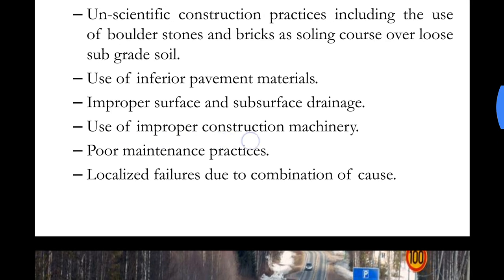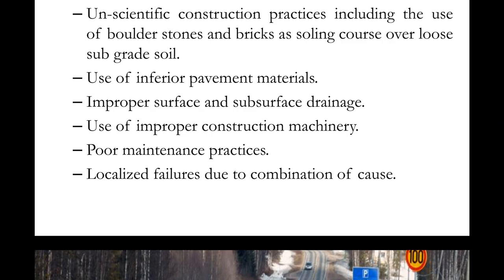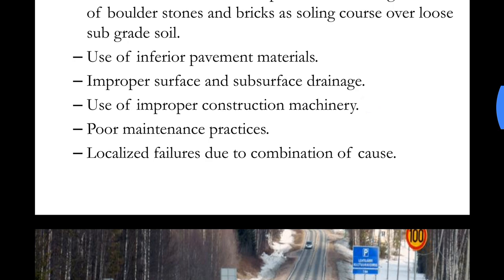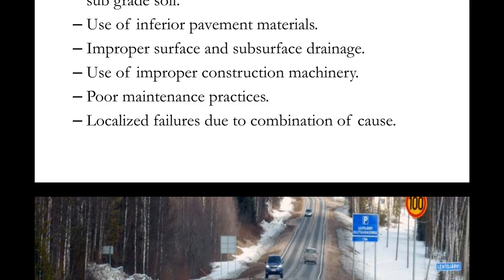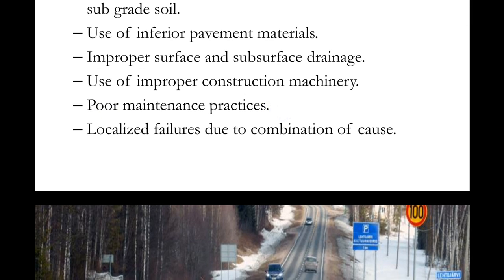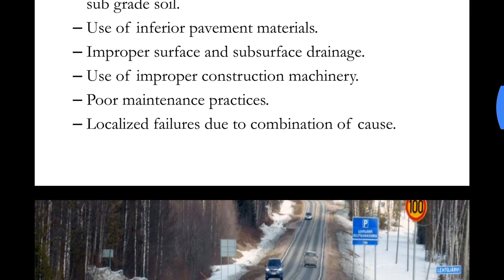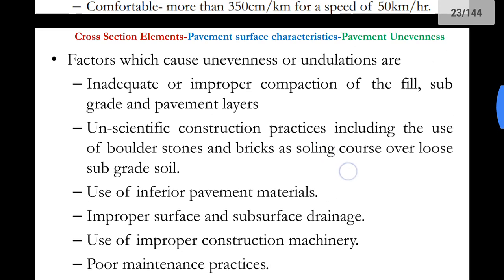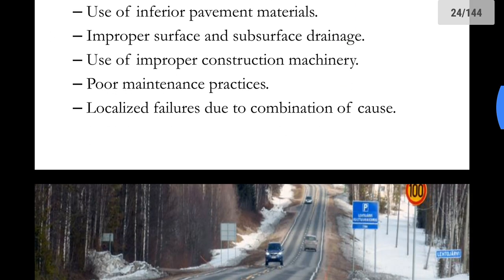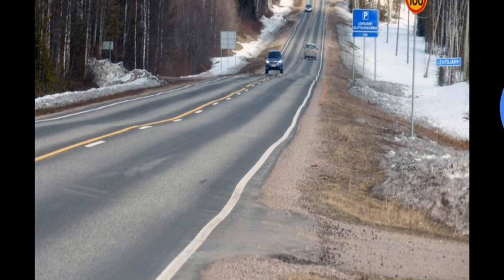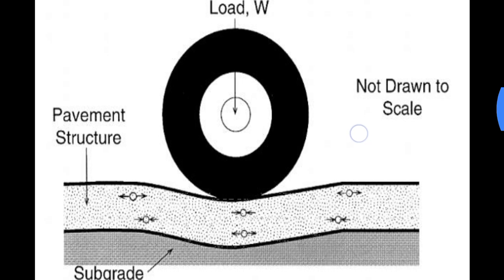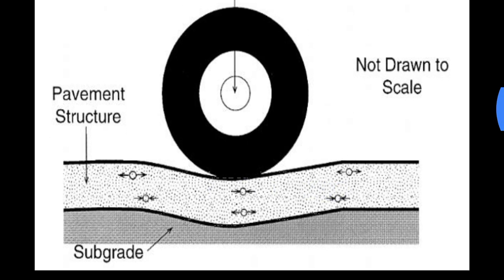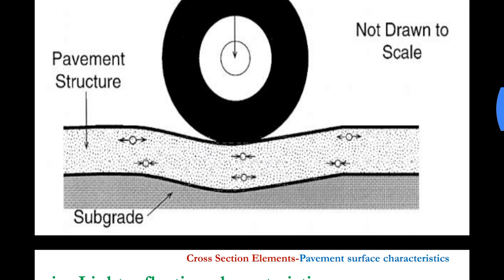Use of improper construction machinery. The construction machinery which is to be used for road construction should be proper or designated and checked before actual use. Poor maintenance practices, and localized failures due to combination of different causes. So these are a few factors which cause the undulations on a road surface. Here you can see the type of undulation: this is a trough and this is a crest.